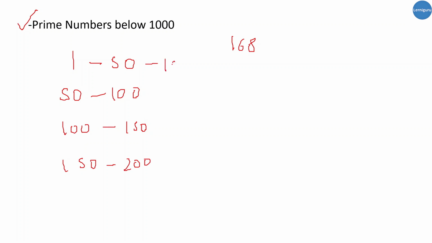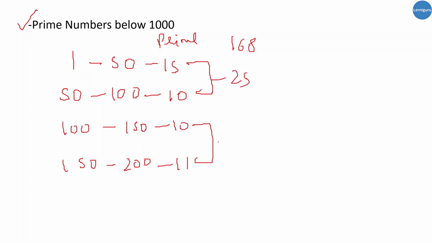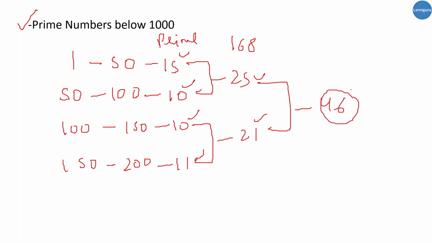There are 15 prime numbers between 1 to 50, and there are 10 prime numbers between 50 and 100, and there are 11 prime numbers in the next range. So remember this thing. Total 25 prime numbers from 1 to 100, total 21, and total 46 prime numbers are there from 1 to 200. So remember this table in this division form: 15, 10, 10, 11, then 25, 21, and total 46. This will help you to solve the question.